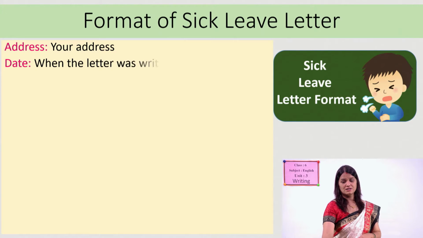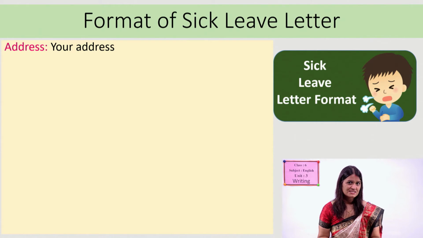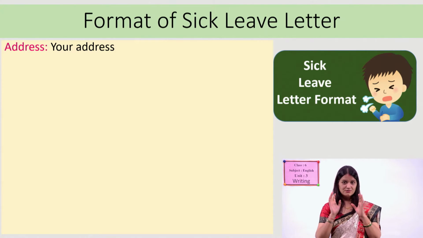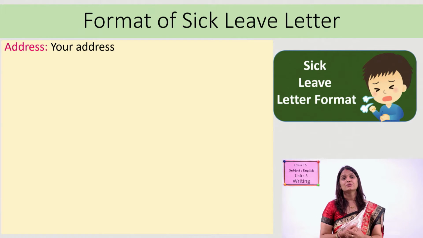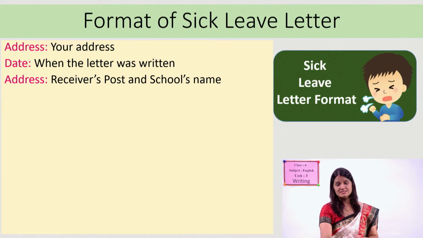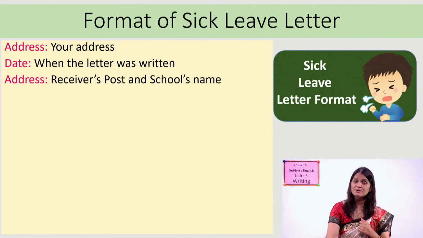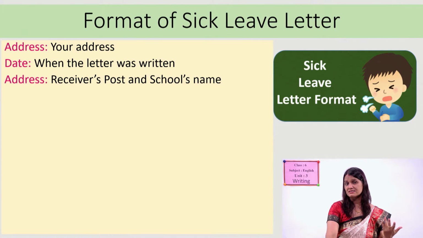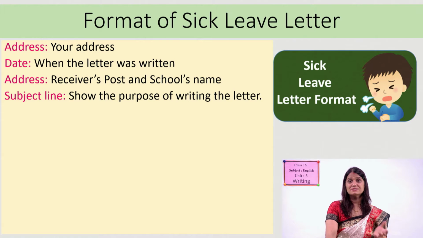First of all, you will write an address. Whose address? Your address you will write. Okay, you are the writer of this application letter, so you will write your address first. Then after that you will write the date, the exact date when the letter was written. Then after the address, the receiver's post and then the school's name you will include, that is the inside address. So you will write what? The receiver's post, and then the school's name, then the address as well.